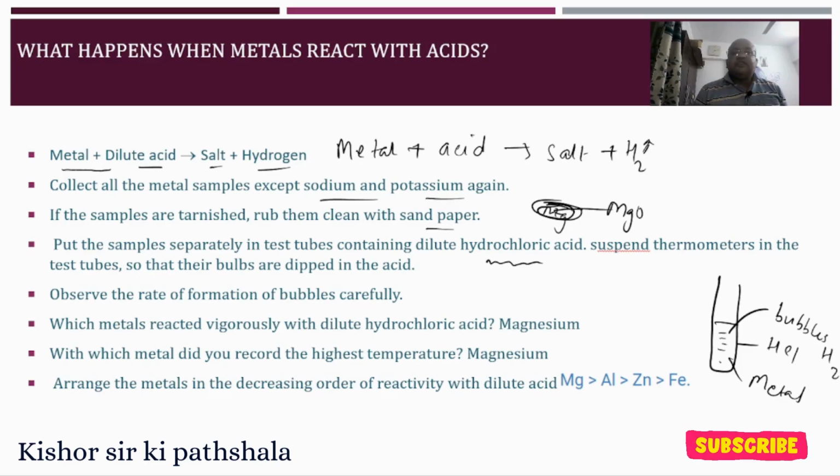Which of the given metals, such as magnesium, aluminum, zinc and iron, vigorously reacts with this dilute hydrochloric acid? Magnesium is the metal that will react most vigorously, and the highest temperature recorded will be in case of magnesium only. If we arrange the metals in decreasing order of reactivity, we see magnesium, aluminum, zinc and iron.